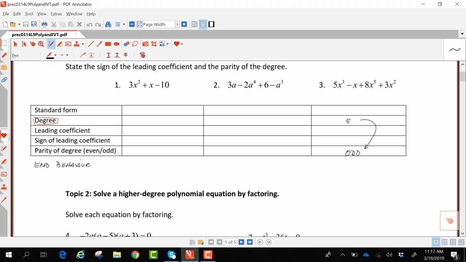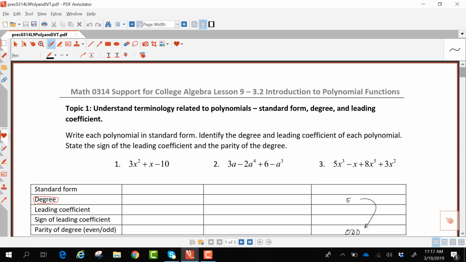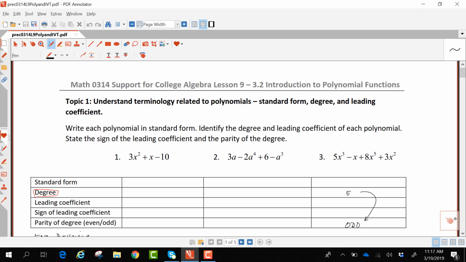Welcome to today's lesson over polynomial functions. We will begin in topic 1 with some terminology. Let's look at number 2. We need to fill in the table, and the table asks for us to begin by writing this polynomial in standard form. To do so, this would be written in descending order.